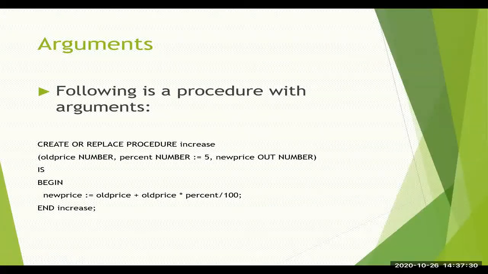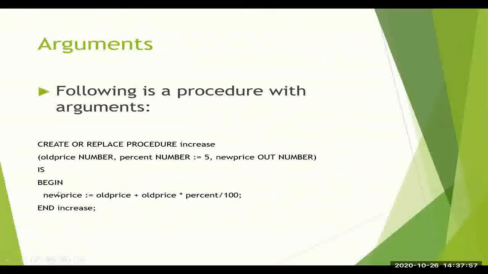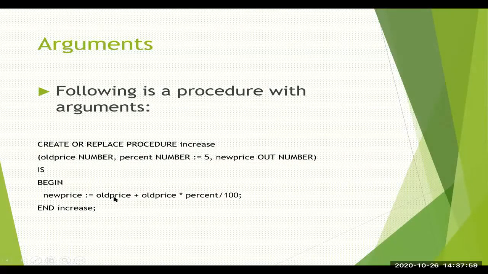We can see clearly that the procedure is calculating new price. New price is equal to old price plus old price into percent. If the value of percent is 5, that means 5%. So new price will be incremented by 5% of the old price.